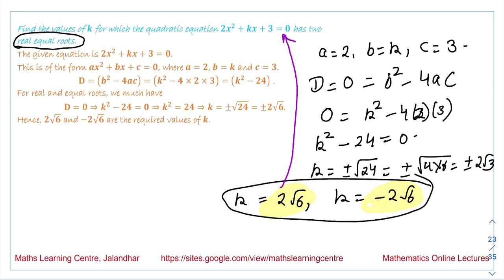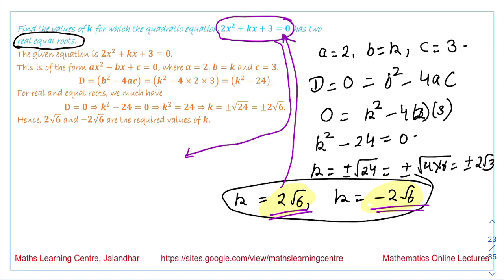It is important to note over here that these are the two values of k, but this equation will have repeated roots, and that root will be given by the formula minus b by 2a.